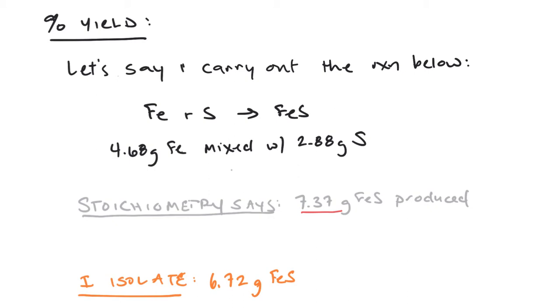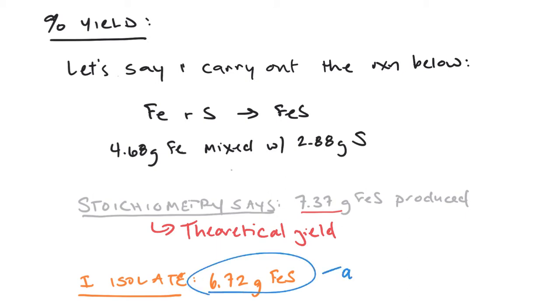And this number here, what the stoichiometry says, is called the theoretical yield. So in theory, that's how much I could make. Okay, cool. However, when I carry out the reaction, instead of isolating 7.37 grams of iron sulfide, I actually am only able to isolate 6.72 grams. Okay, and this number that I'm isolating, this is called the actual yield.